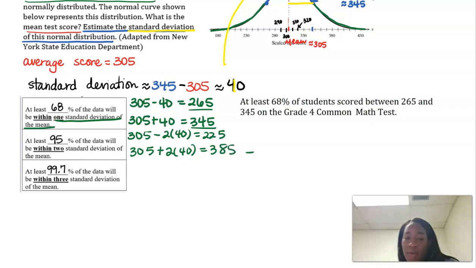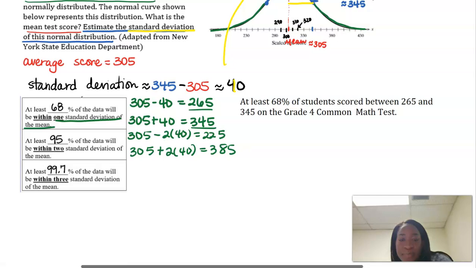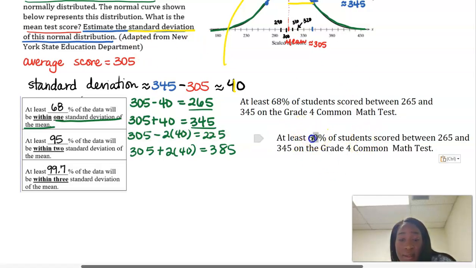And then I would be able to say that at least 95%, this time it's 95 because we went 2 standard deviations to the right and 2 standard deviations to the left, at least 95% of students scored between a 225 and a 385 on that test.